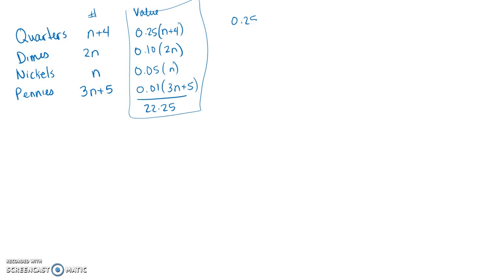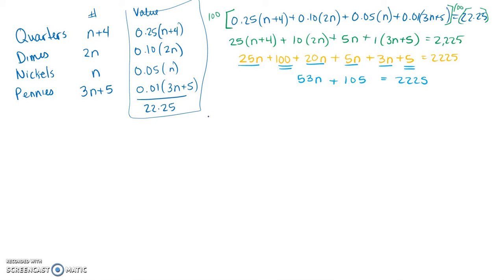So this is the information we will use to set up our equation. So we have 0.25 times n plus 4, plus 0.10 times 2n, plus 0.05n, plus 0.01 times 3n plus 5, equals 22.25. Just enough room. So I would really like you to try this one. Go ahead and distribute, and then eliminate your decimals, and then combine your like terms, and then check back and see how you're doing.